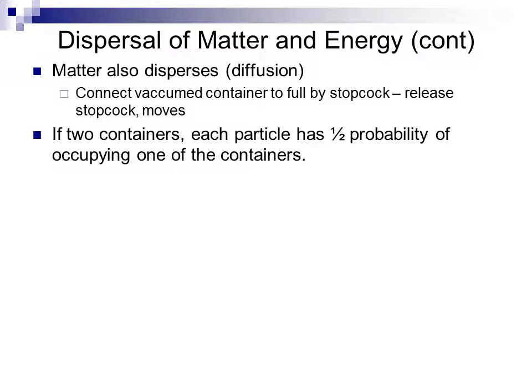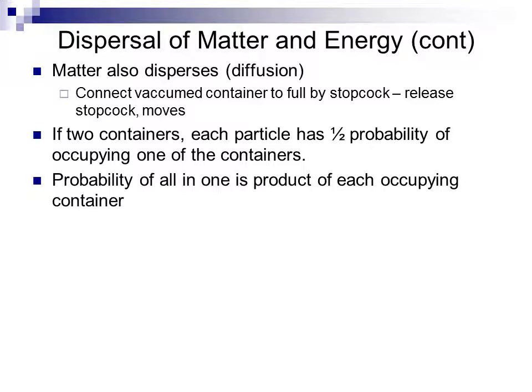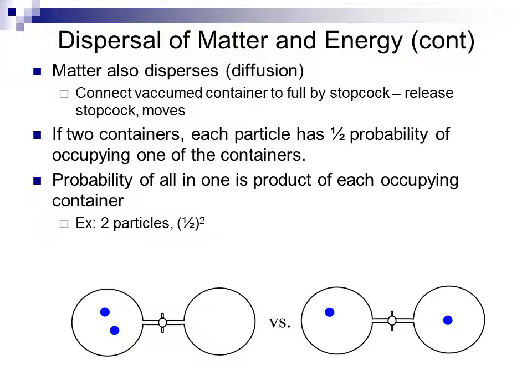If I have two containers, or two possibilities, every particle has a 1/2 probability of occupying one of the two containers. It can be in the one or it can be in the other. It can't be in neither, so it's either in one or the other. The probability of all particles being in one container is the product of the probability of each occupying that container. So if there are two particles, each particle has a 1/2 probability. 1/2 times 1/2 is 1/2 squared, or 1/4 probability of both of the particles being in the same container. In this case, we're looking at the difference between the left-hand side, where they're both in one container, which has a 1/4 probability, and the right-hand side, where they're in separate containers, which has a 3/4 probability.